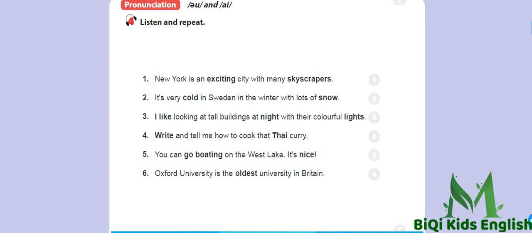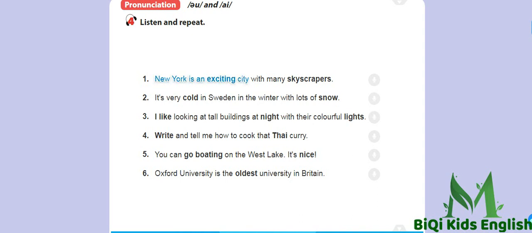Listen and repeat. Unit 9. Page 28. A closer look. 1. Activity 4. Listen and repeat.